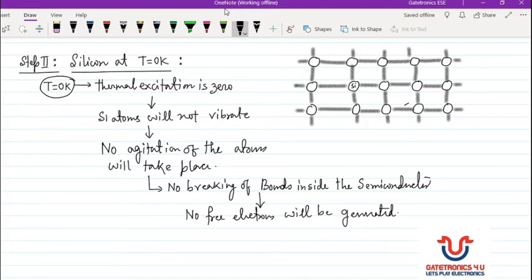Since there are no free electrons inside the semiconductor at T equals to 0K, we can say that silicon material will behave as an insulator at T equals to 0K, because there is no free electron inside the semiconductor at T equals to 0K, so no current can flow inside the semiconductor at T equals to 0K. Hence, it will behave as an insulator.